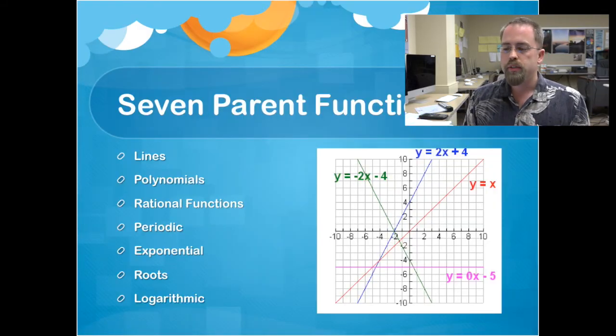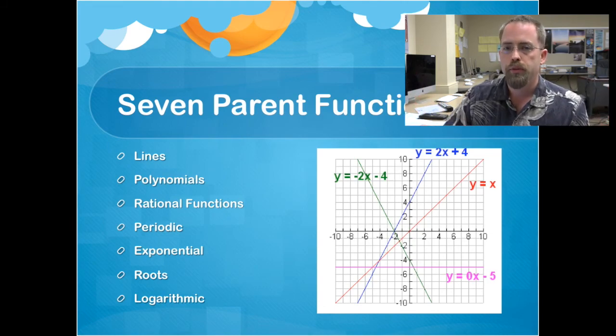So what are these seven functions? Well, first of all, we've got what you've been used to now since Algebra 1 of just basic lines. Y equals mx plus b. Here are some samples of some basic kinds of lines.